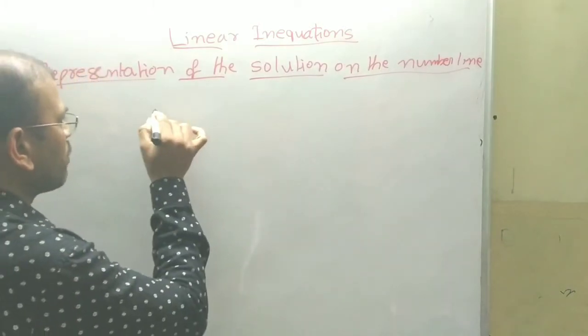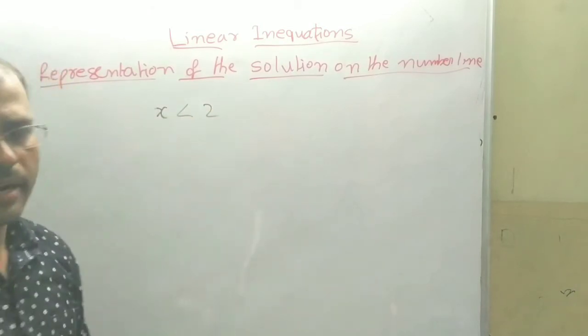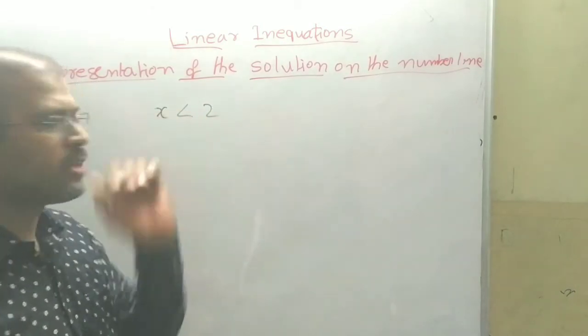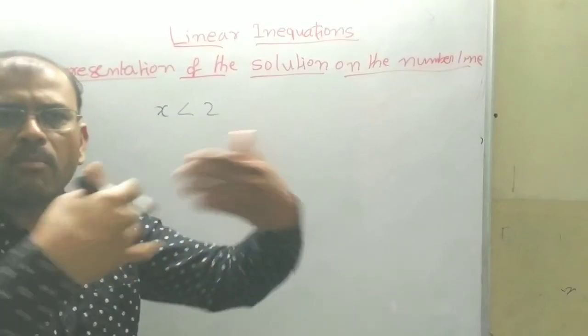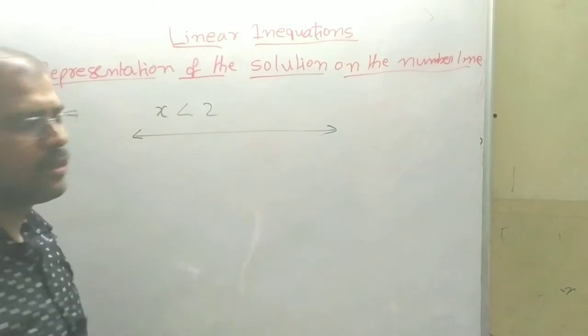Now look at the question: x less than 2. This is my solution. For example, if I have to plot it on the number line, how am I going to plot it on the number line?